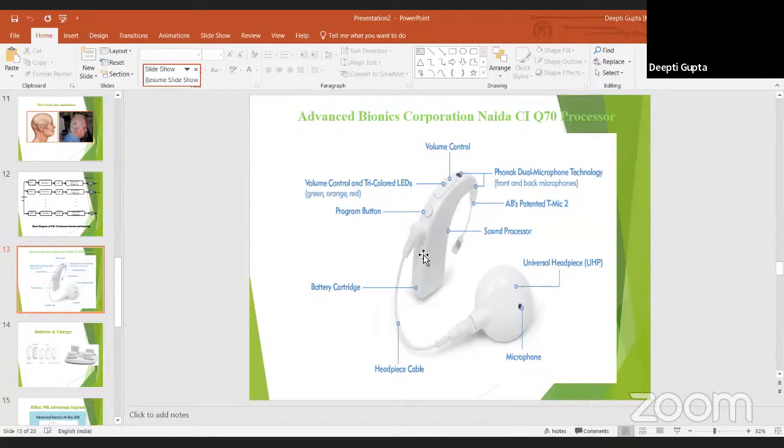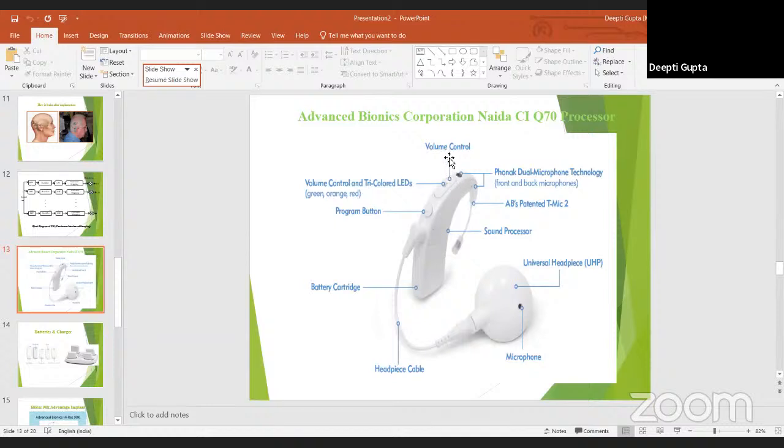This is the outer part of the cochlear implant. I'm just explaining the outer part. Now I will go to the internal part. So what is it? It is the coil. The coil has a microphone to capture sound, and the coil is attached to the processor. This is the processor with the headpiece cable. This is called the cable. And this is the battery, which gives power to the processor. And the processor has a program button. It has a volume control button with a tri-colored LED: green, orange, red. I'll explain what the different lights mean.